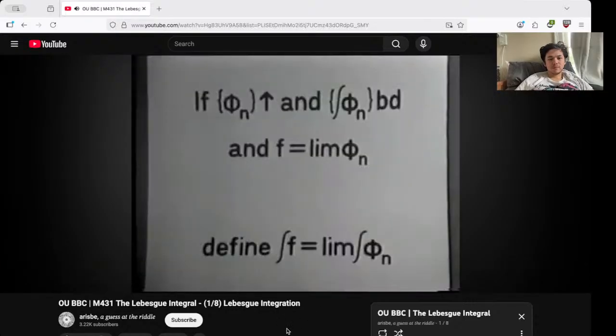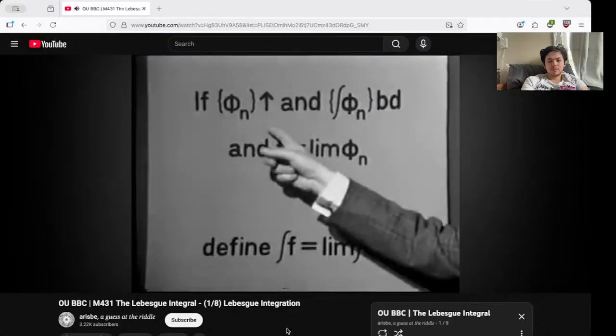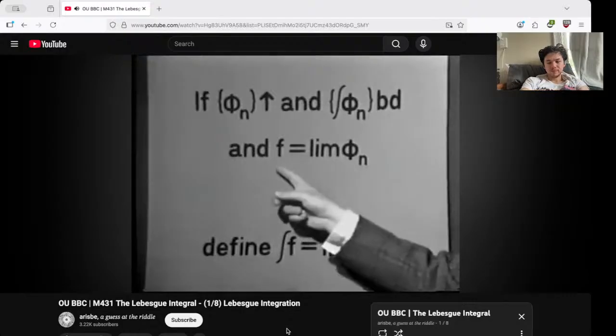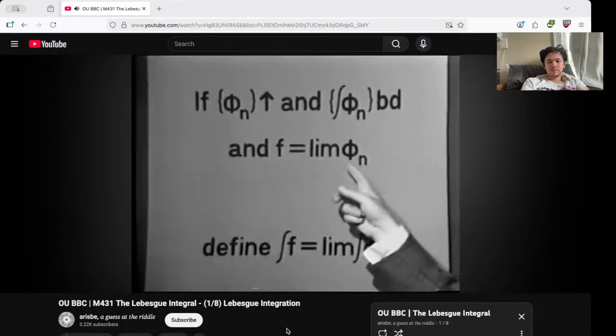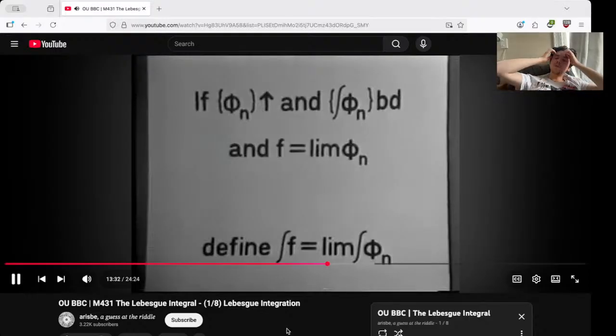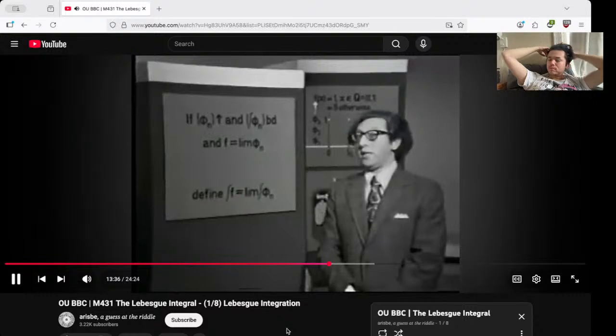So this is what our definition would be. If I have an increasing sequence of step functions, such that that sequence of integrals is bounded, and f is the pointwise limit of that sequence of functions, then I define simply the integral of that limit, the integral of f, as being the limit of that sequence of integrals. Do we need uniformity here? Well, that's a very simple definition, and we get two quick results from it.